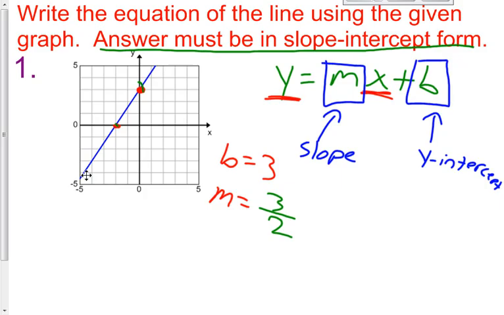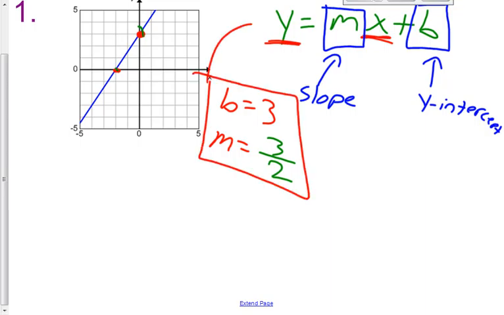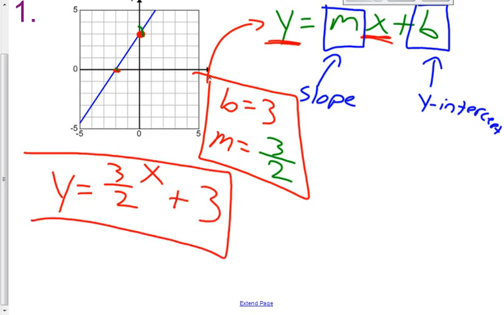So you have your y-intercept as being 3, you have your slope as being 3 halves, and now all you have to do is put this information into this equation. So it's going to be y equals 3 halves x plus 3. And there you have it, class. You are all done with number 1.